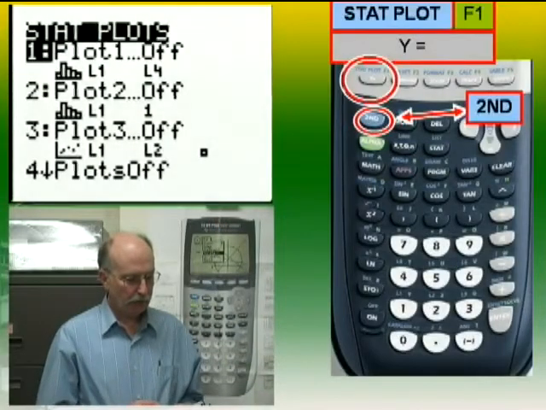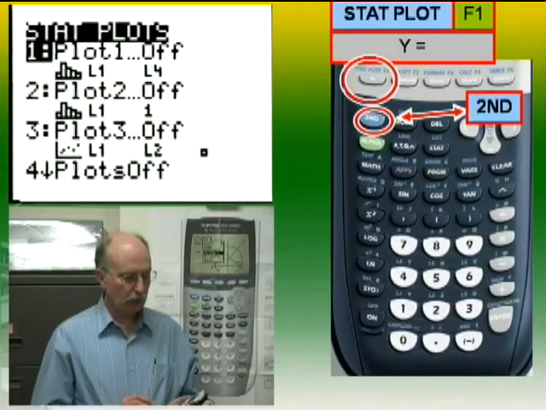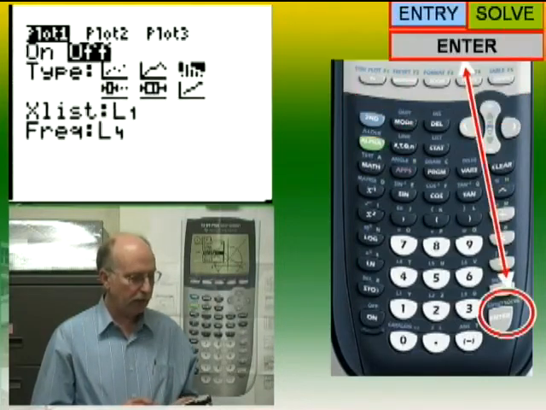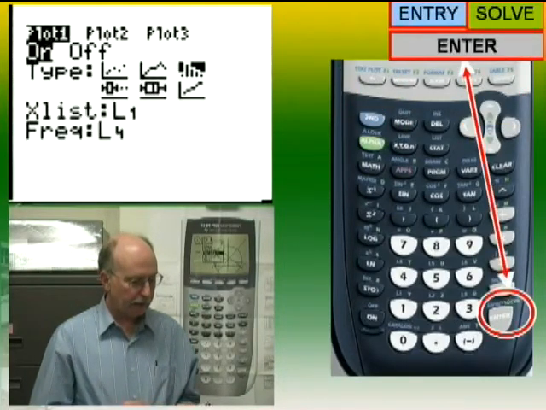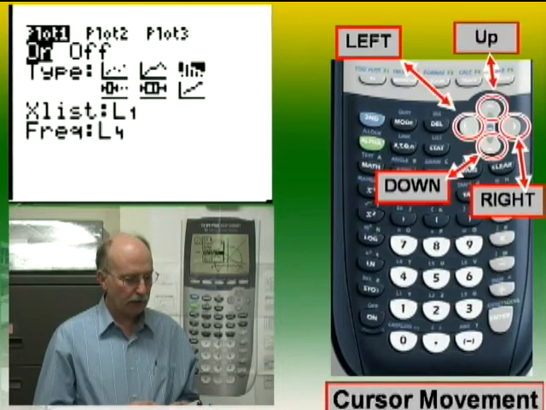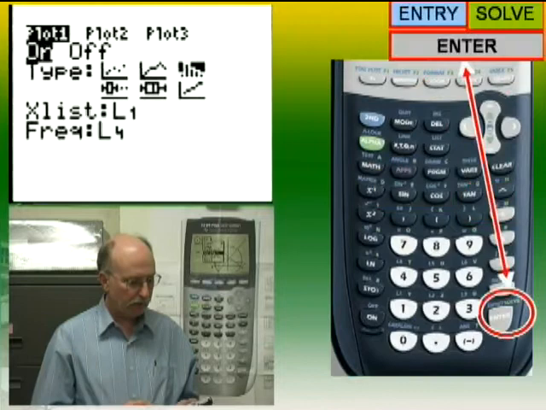Okay, now that we've got the data entered in, let's do a histogram. And the way we do that is we hit second stat plot. We're going to turn plot 1 on. So we're on plot 1. We'll hit the enter key. We'll scroll over to on and hit enter. We're going to make sure that it's on histogram, so we'll scroll over to the histogram and hit enter.